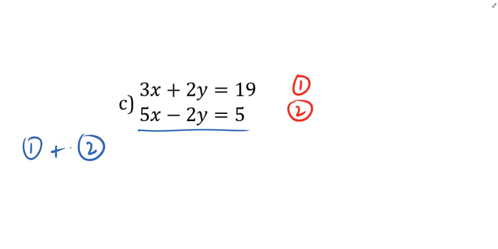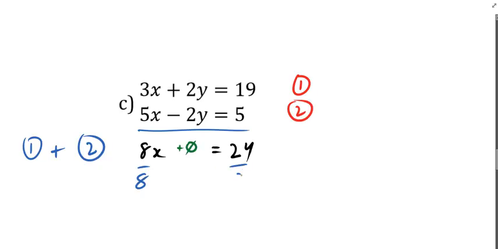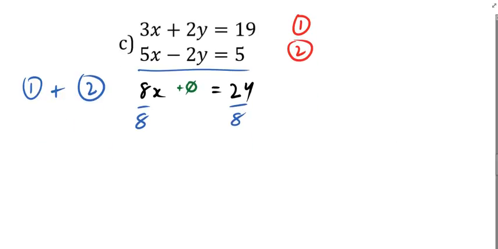Do I eliminate by adding or subtracting? They have opposite signs, so adding. Does that make sense? So 3x plus 5x is 8x. 2y plus negative 2y is 0. And 19 plus 5 is 24. Divide both sides by 8. X is 3. We would call that equation 3 and move on, but again, I think we're okay with that part.